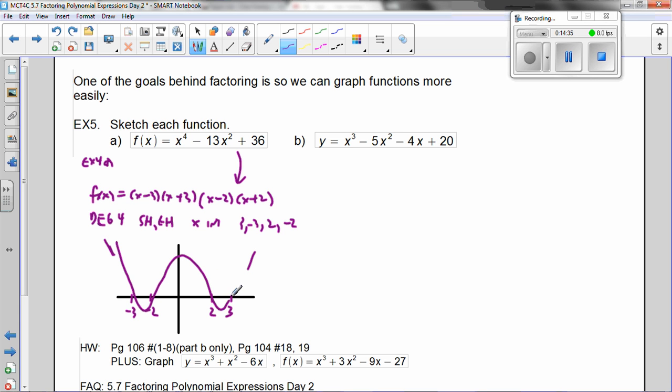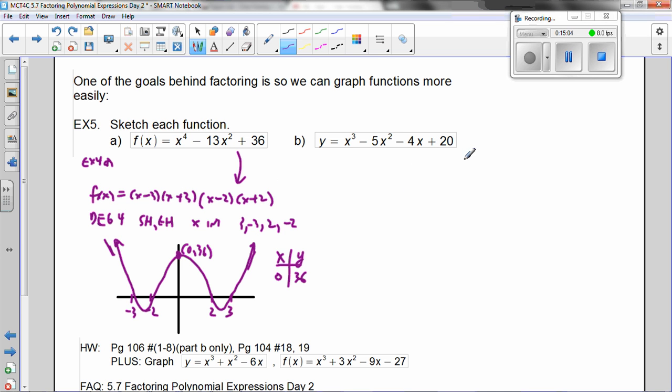slash, slash. And look, this is an even function, isn't it? Look at even, even. This is an even expression. We like having an extra point, and normally we'll pick the y-intercept if it wasn't a root. When I pick x is 0, y is 36. And so that's the point (0, 36) right there. And that's a real nice sketch. And it was just that fast because we knew how to factor it.